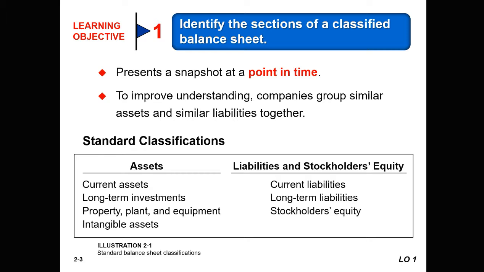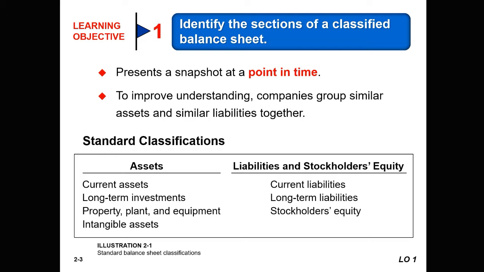You'll recall from the earlier chapter that the classified balance sheet is a reporting of the organization at a significant point in time. We often call it a snapshot at a point in time. It groups similar assets and similar liabilities together using some standard classifications and some sections. This is really helpful because within the groups, there are some similar economic characteristics. Makes the information more easily usable.